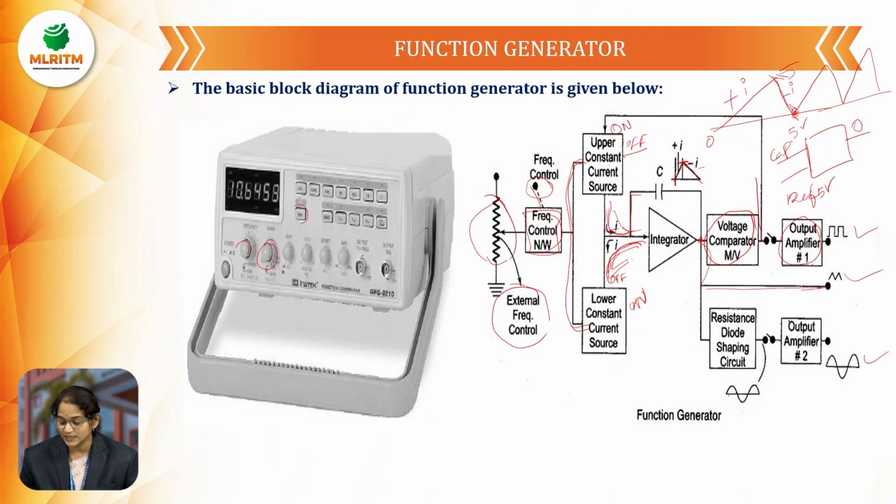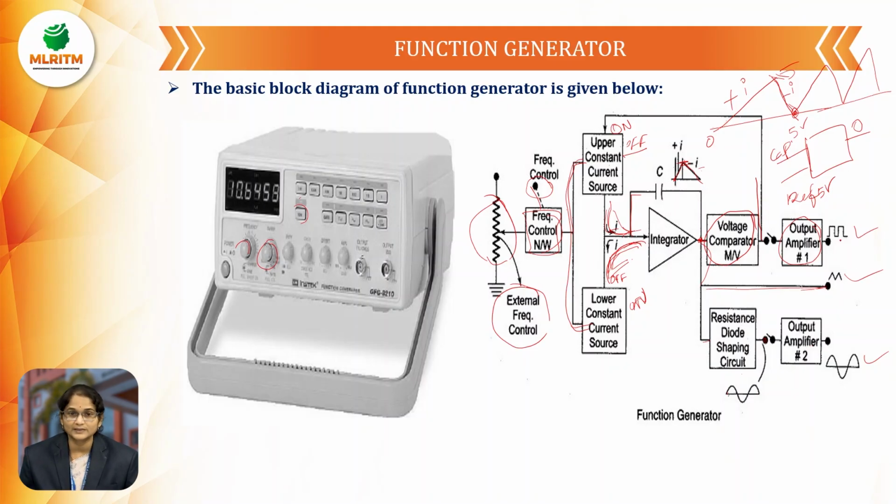With the help of this resistor-diode shaping circuit, the triangular wave we are getting is smoothly converted into a sine wave signal, and it is given to the output amplifier.